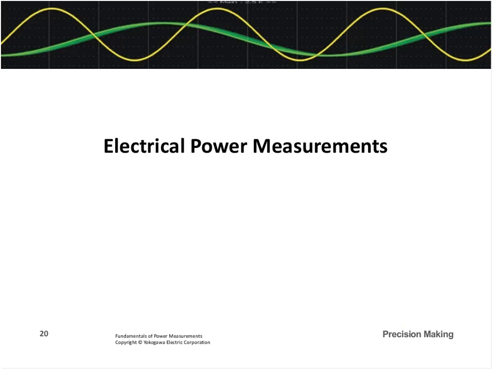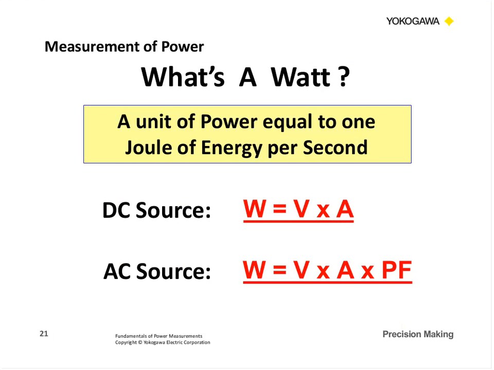Let's look at our electrical power measurements. First of all, what is a watt? Well, it's a unit of power equal to 1 joule of energy per second. Now, you may look at that and say, oh, Bill, I thought you were going to make it simple for me. What's a joule and energy and all that? But that's the definition. So in simple terms, for the DC source, Ohm's law, remember, our watt is the volts times the amps.